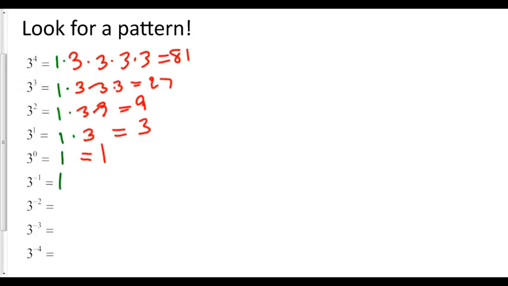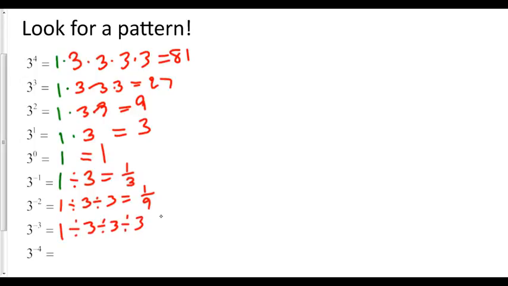If I look at 3 to the negative 1, well, what does that negative do? The negative does not make this answer negative. What it does is it changes our multiplication to division. So really, 3 to the negative 1 is 1 divided by 3, or 1/3. 3 to the negative 2 is going to be a 1 divided by 3, divided by 3, which is 1/9. 3 to the negative 3rd is a 1 divided by 3, divided by 3, divided by 3, which is 1/27. And 3 to the negative 4th is 1 divided by 3, four times, 1/81st.